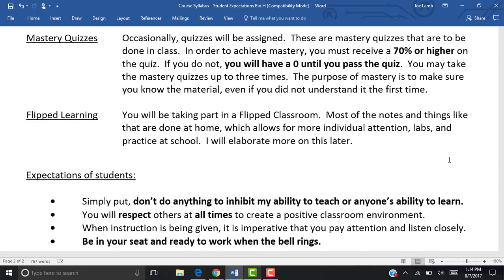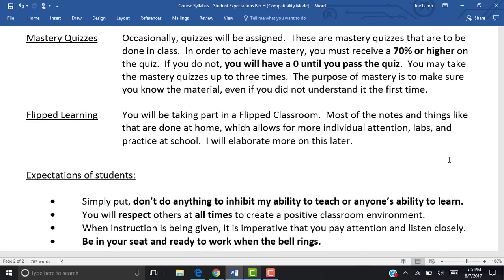Each time you retake it, though, I'll drop the highest possible score by 10%. So let's say you don't achieve mastery the first time, but you do the second time, you'll receive a 90 instead of a 100%, and so on until you do. The purpose is to make sure you know the material even if you don't understand it the first time. The goal is to really ensure that you have a firm grasp and understanding of the content before we move on. Even if you don't get it the first time, the whole goal is to make sure that you eventually do get it, and that's why I reward you with retakes.